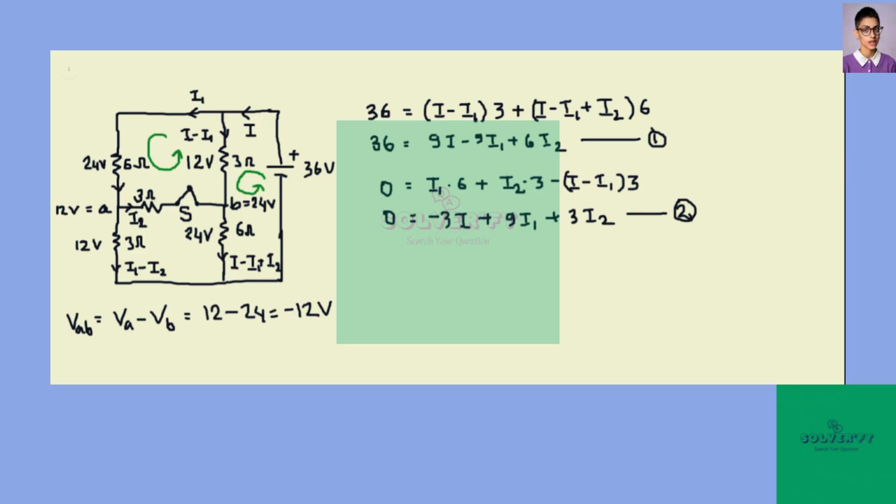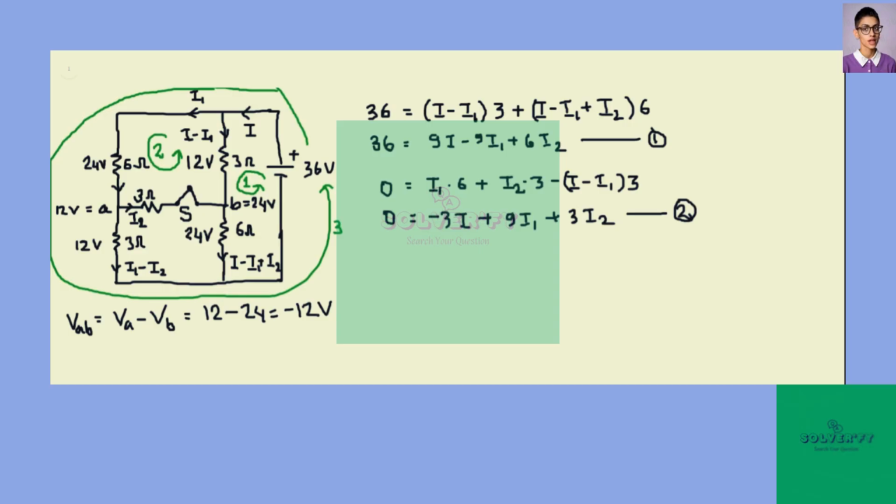Okay, now for the third equation, the loop that I want to look upon is the bigger one. Okay, so I want to look over this loop here that starts all along the outer border of the circuit. So this is the third loop, loop 3. This is the loop 1, and this is the loop 2.